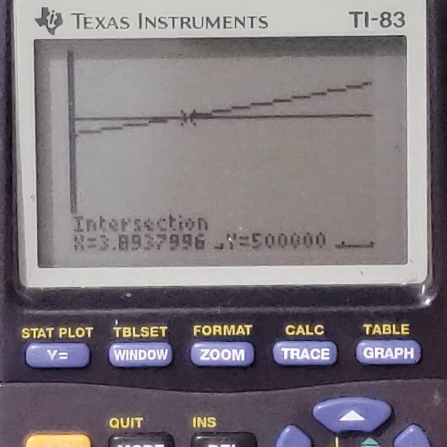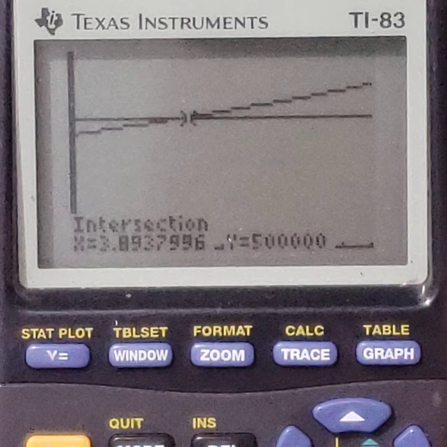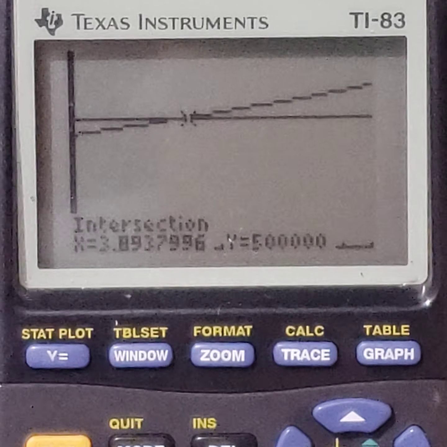Okay, same as all the word problems we've done this semester with the calculator. You're either using trace or you're finding a point of intersection.